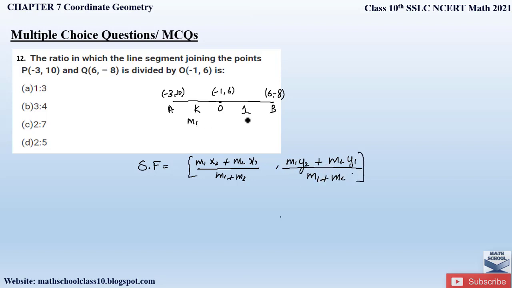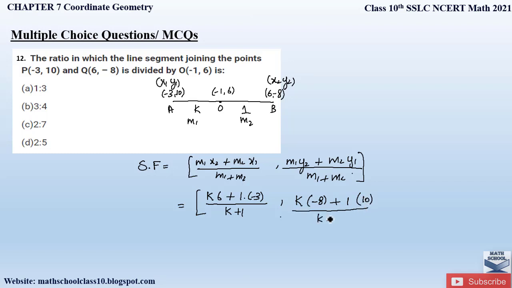Here our k value will be m1 and 1 will be m2, and assuming point A to be (x1, y1) and point B to be (x2, y2), substitute in the formula. M1 is k, x2 is 6, plus m2 is 1 and x1 is minus 3, divided by m1 plus m2, which is k plus 1. Similarly, the y coordinate part will be m1 is k into y2 is minus 8, plus m2 is 1 and y1 is 10, divided by k plus 1. And what is the point P which divides the line? It is (minus 1, 6).